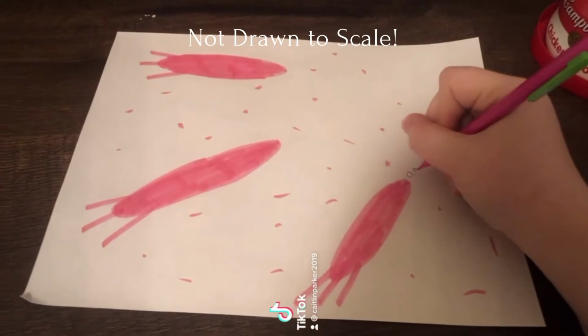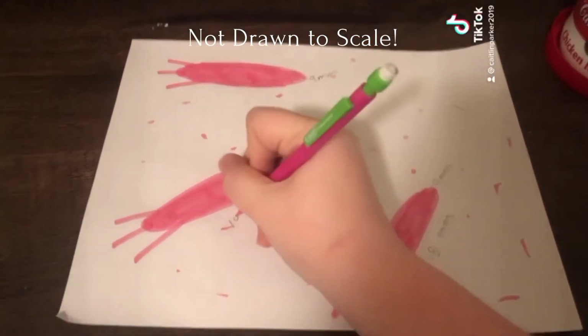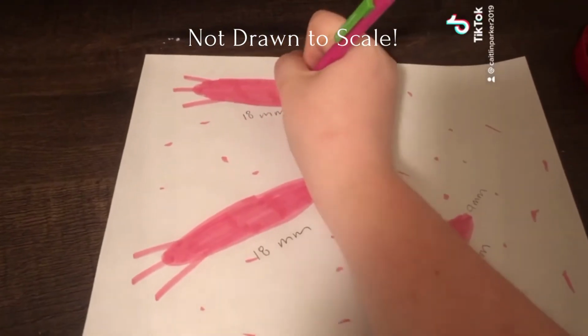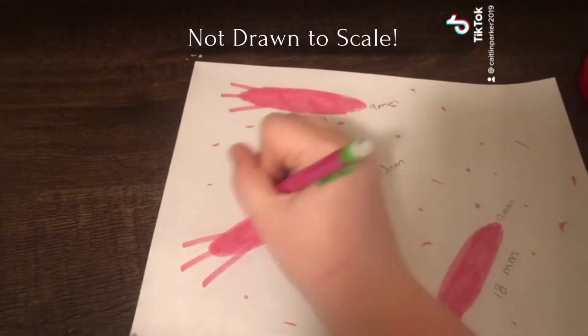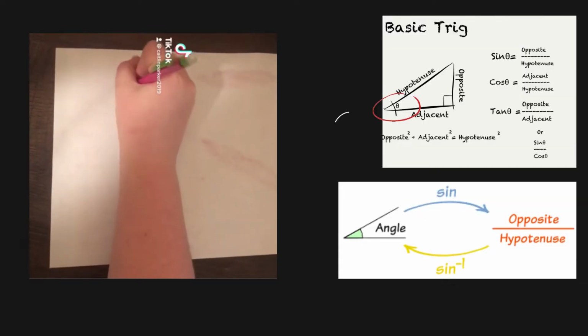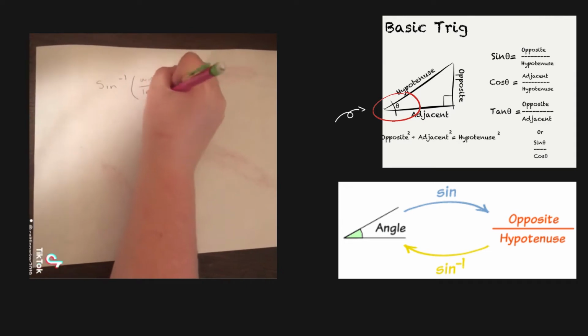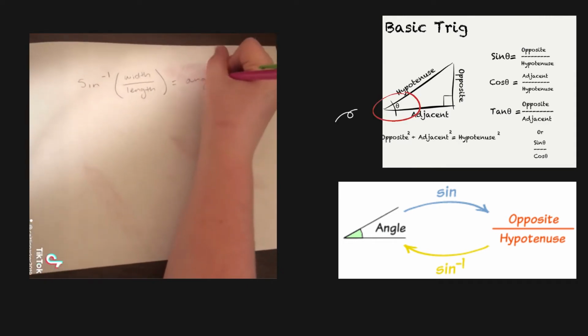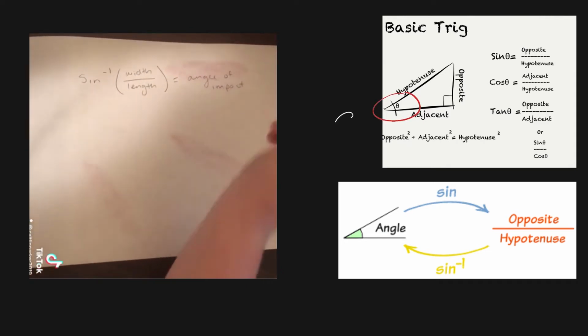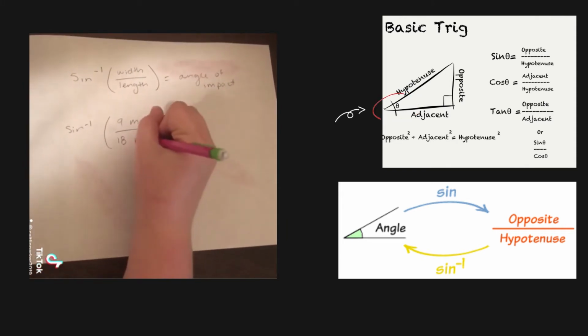This is not drawn to scale, but let's just say that the width is 9 millimeters and the length is 18 millimeters of each blood droplet. On each droplet, there are 3 lines, and that represents the tail, and that is the direction of travel for the blood droplets. To find the angle of impact, we will use the inverse sine of length divided by width. We will then plug in our width and length, and we will end up getting 30 degrees for our angle of impact.